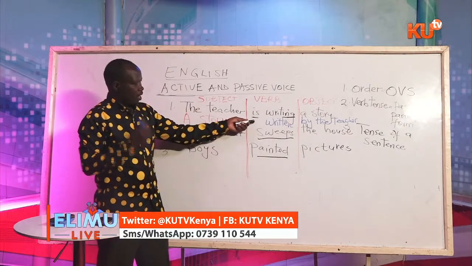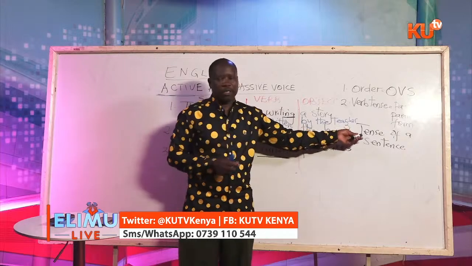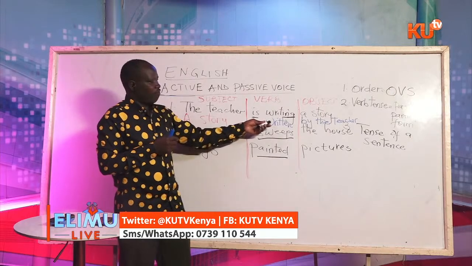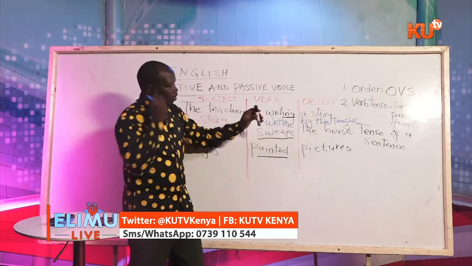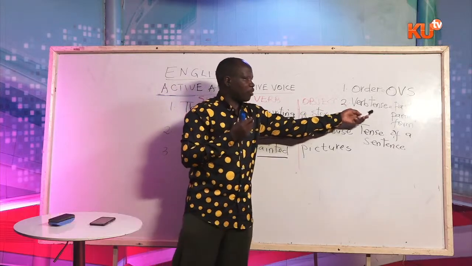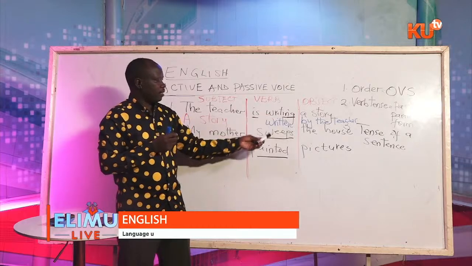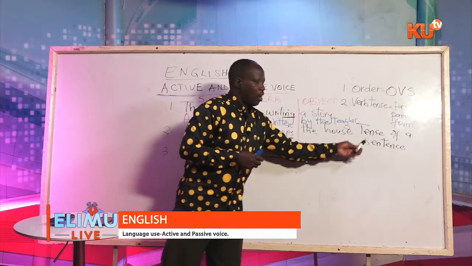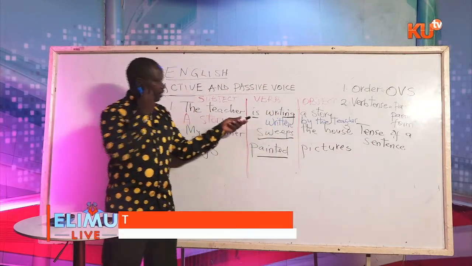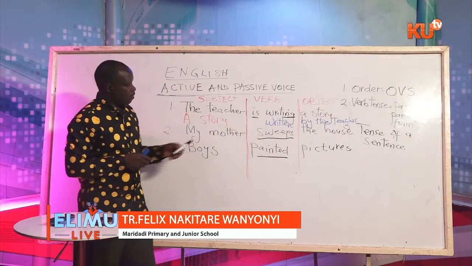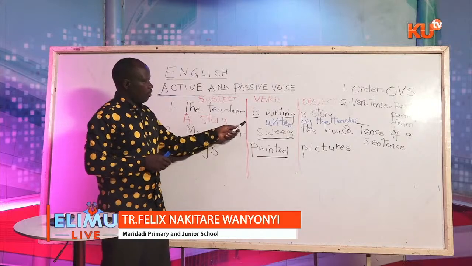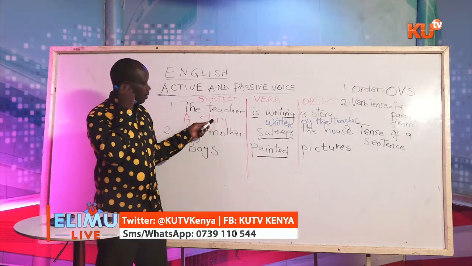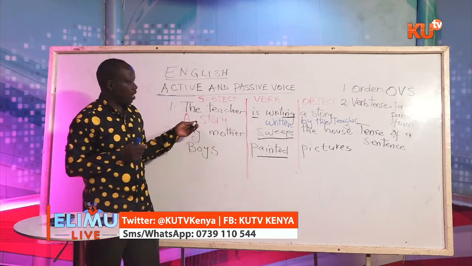So we have skipped something here, which brings us to the importance of rule number 3. Rule number 1, we've changed the order. We've started with object, followed by verb, then subject. Rule number 2, we have changed our verb into past participle. The word writing becomes written. Then rule number 3, we look at the tense of our sentence. In which tense? The tense is present continuous. And in present continuous, we use is if our object is singular. And we use are if our object here is plural.